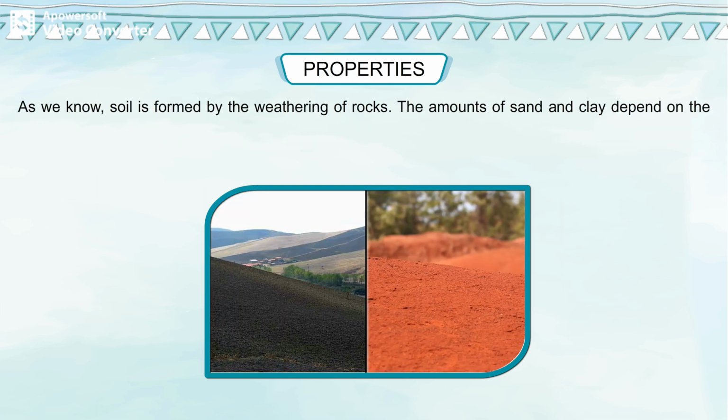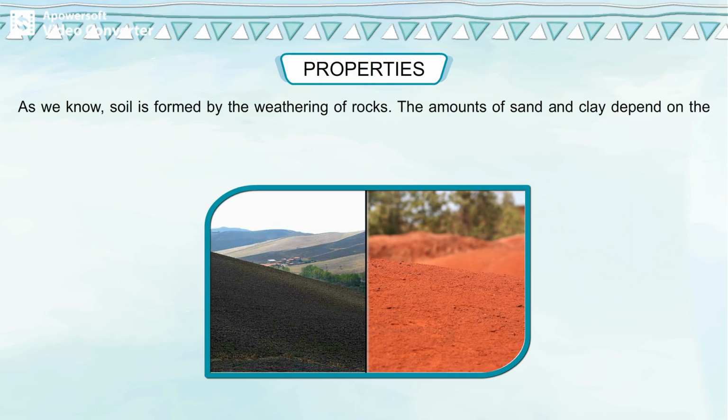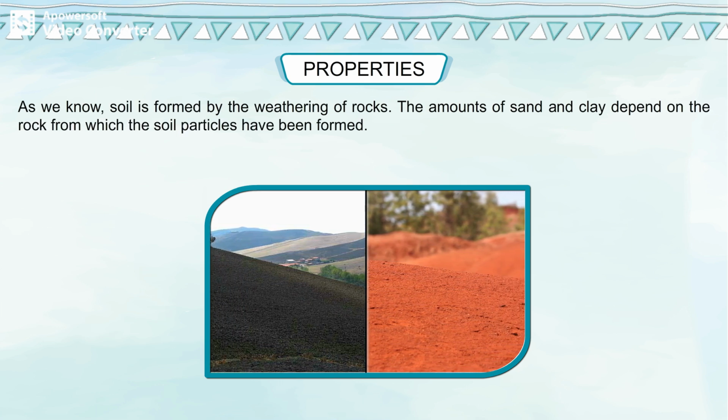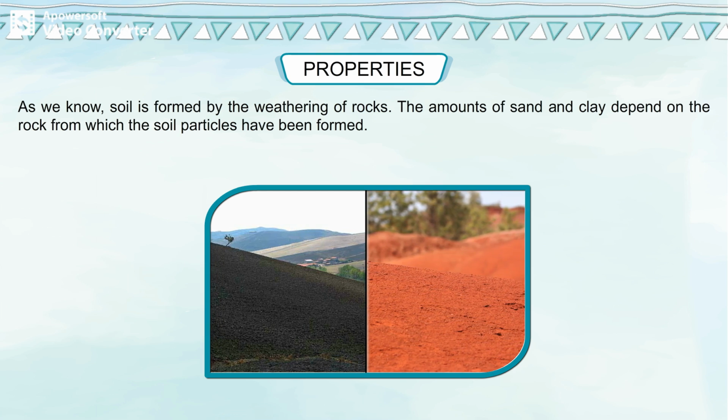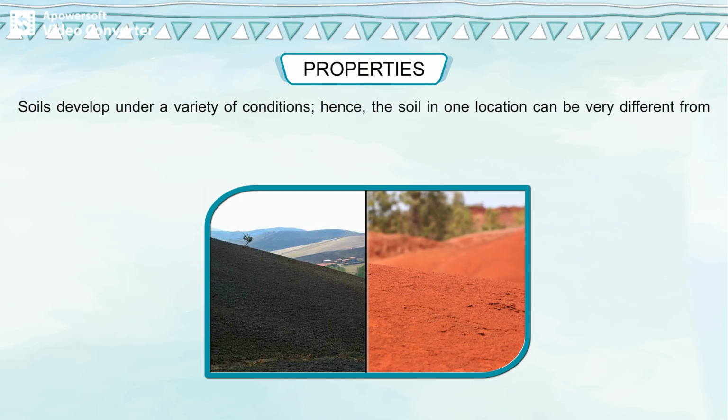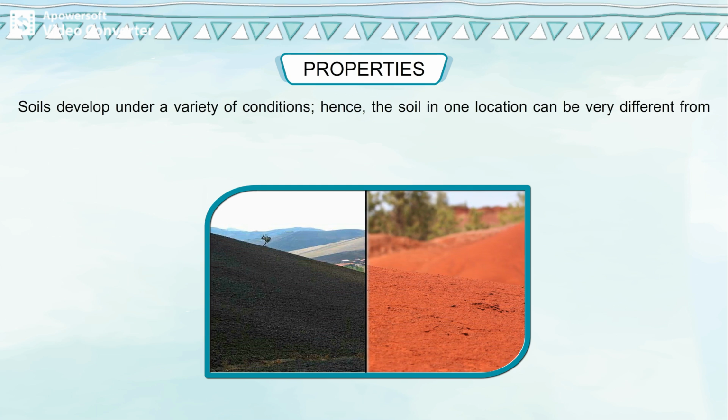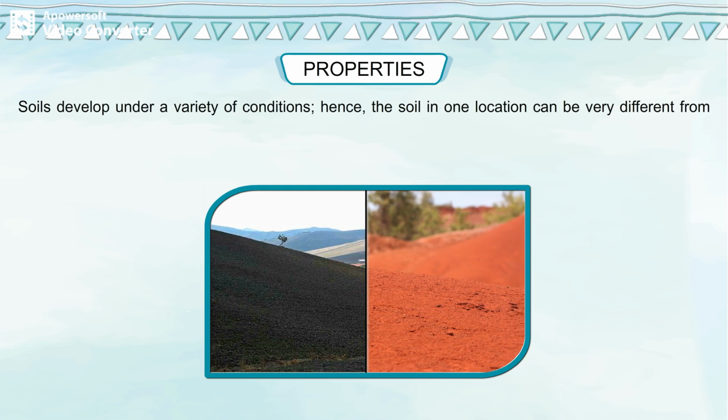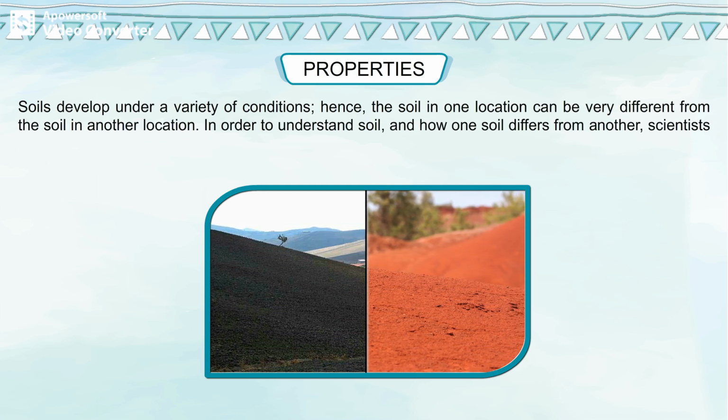As we know, soil is formed by the weathering of rocks. The amounts of sand and clay depend on the rock from which the soil particles have been formed. Soils develop under a variety of conditions, hence the soil in one location can be very different from the soil in another. In order to understand soil and how one soil differs from another, scientists study the following properties of soil.